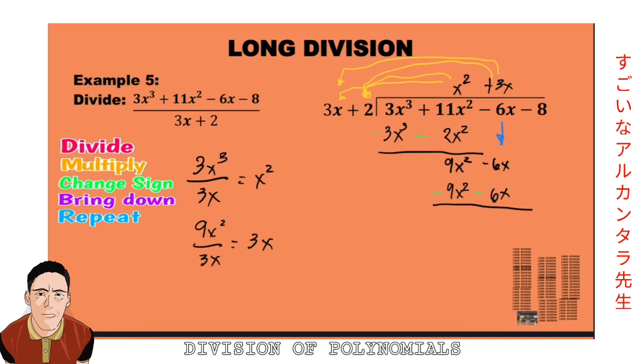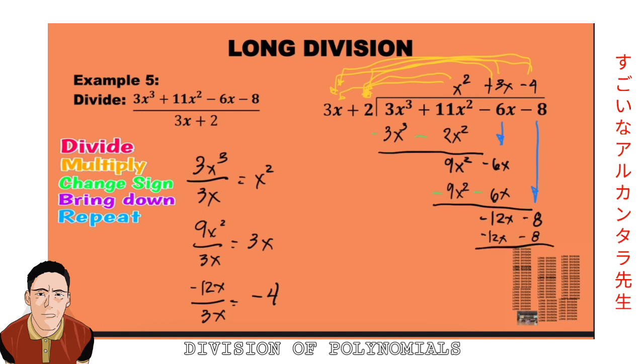Now you have 9x squared minus 9x squared, 0. Negative 6x minus 6x, that's not 0. That's going to be negative 12x. Remember that. Bring down negative 8. Negative 12x divided by 3x. You will get negative 4. So minus 4. So negative 4 times 3x. This will give you negative 12x. Negative 4 times positive 2. This will give you negative 8.